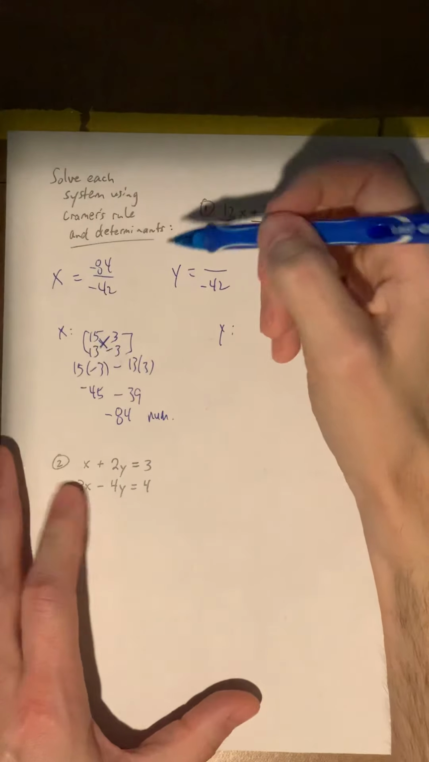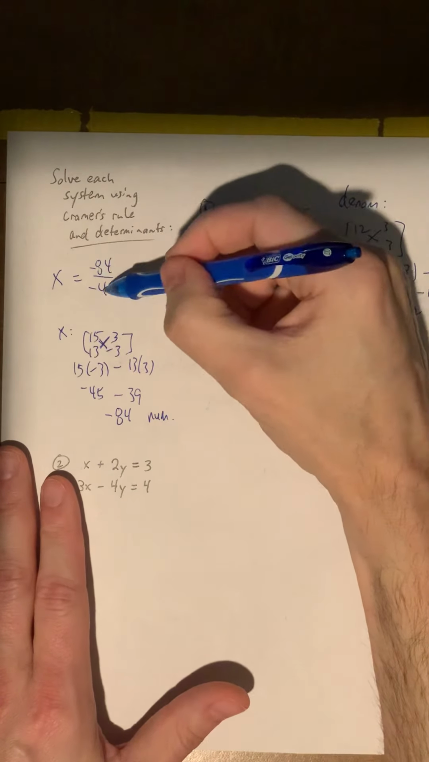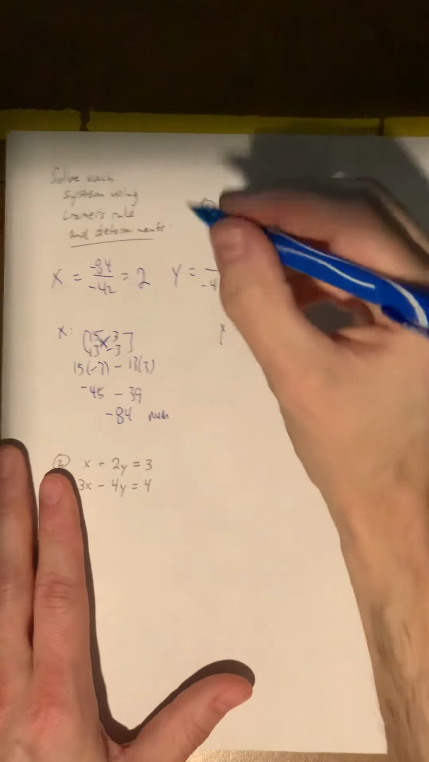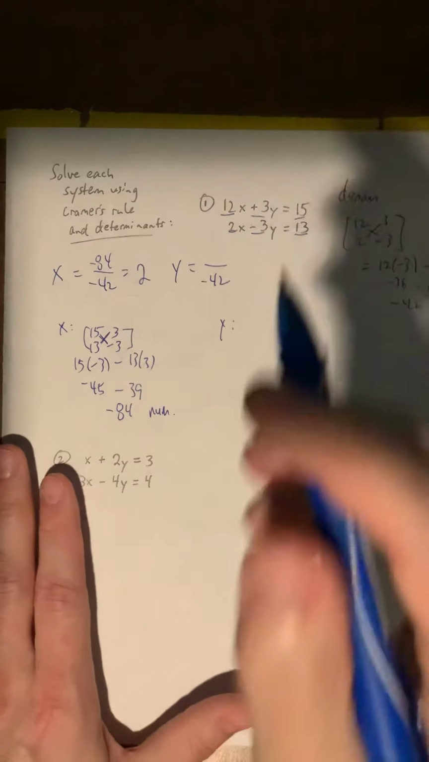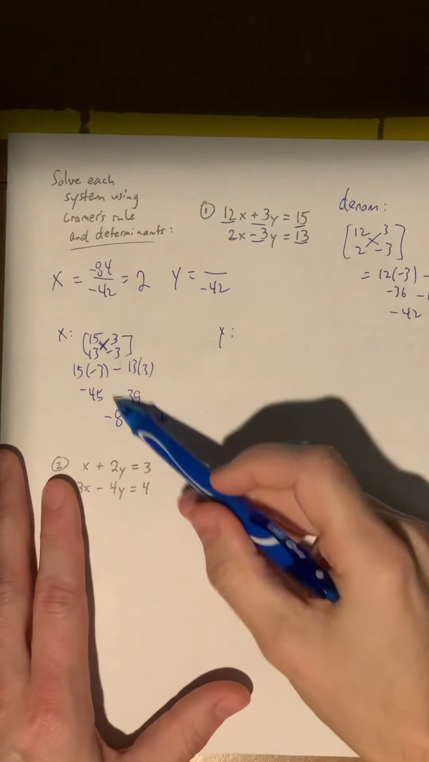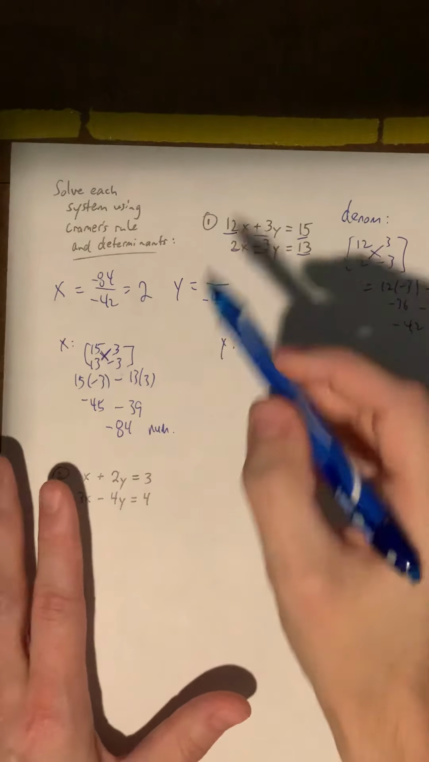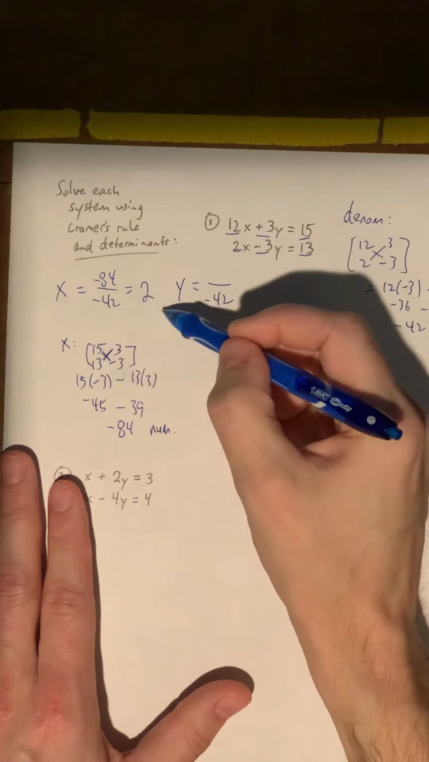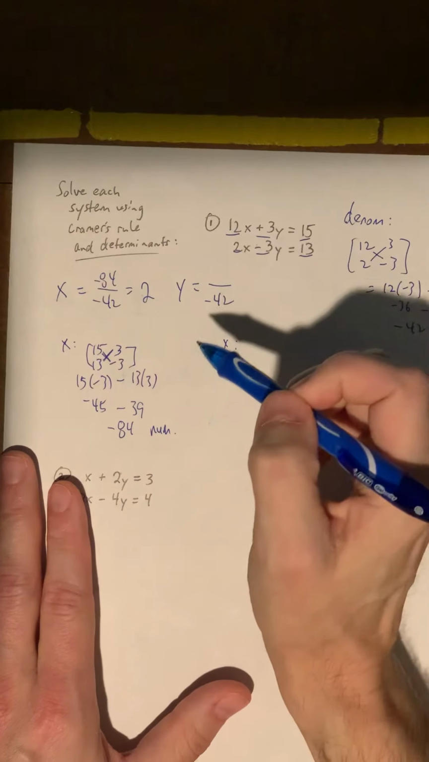And look at this, nice and easy. When you divide, you get positive 2. So it looks really messy with all these crazy numbers, but at the very end, when you simplify, you get positive 2. That is your x value.